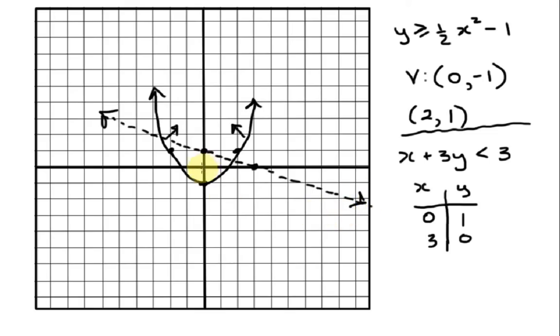Well, why don't we take a nice little test point like (0, 0). If I put 0 plus 3 times 0, I'm going to get a great big fat 0 on the left. So my question is, is that true? Is 0 less than 3? Yes, it is. I think so. So I want to be below my dotted line. So I want to be above the parabola, but I want to be below the dotted graph. So this is the part that's true for both. Okay, this little zone here is below the dotted line, and it's above the parabola, so that is my solution zone.